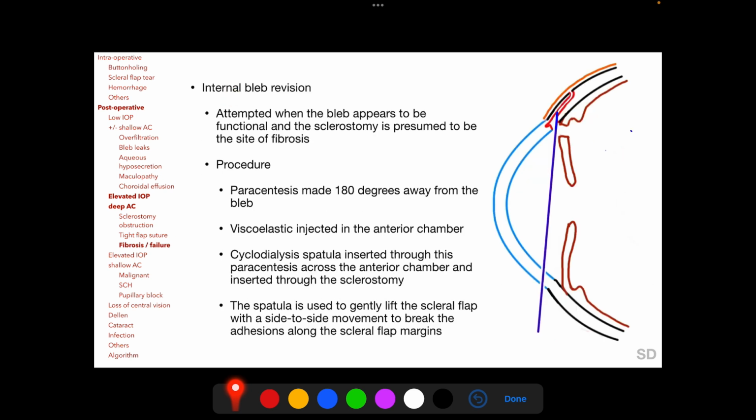Internal bleb revision can be attempted when the sclerostomy is presumed to be the site of fibrosis, and in this procedure a paracentesis is made 180 degrees away from the bleb. Viscoelastic is injected to deepen the anterior chamber, and a cyclodialysis spatula is inserted through the paracentesis, passed across the anterior chamber and inserted through the internal ostium of the sclerostomy. The cyclodialysis spatula is then used to gently lift the scleral flap, and with a side-to-side movement, an attempt is made to break the adhesions along the scleral flap margins.